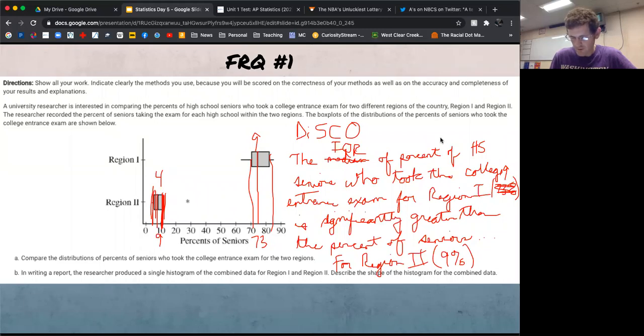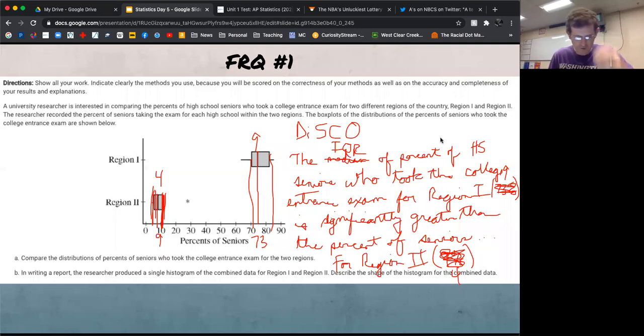Okay, so there you are. You just described the centers and the spreads, compared them to each other, used greater than, less than. And you might not say significantly greater for the second part, but hopefully just understanding how to write out an answer is making sense.